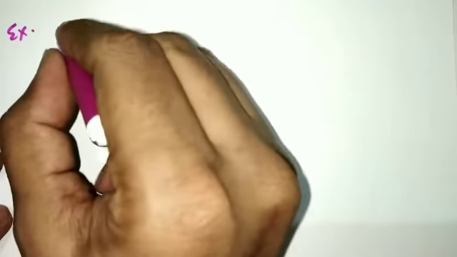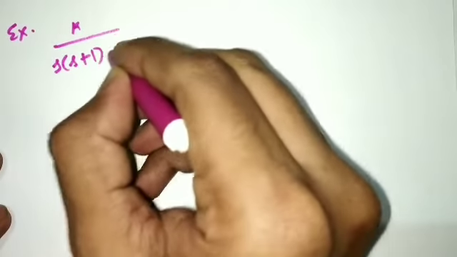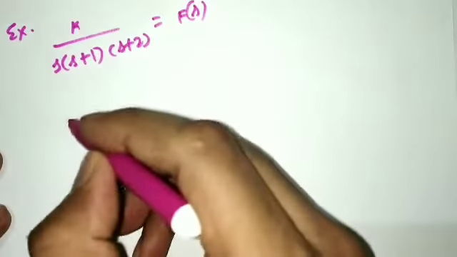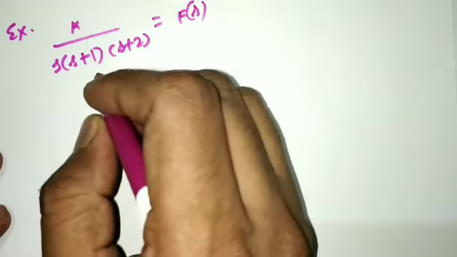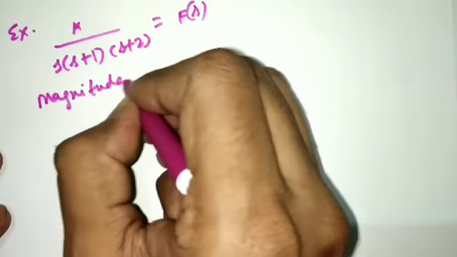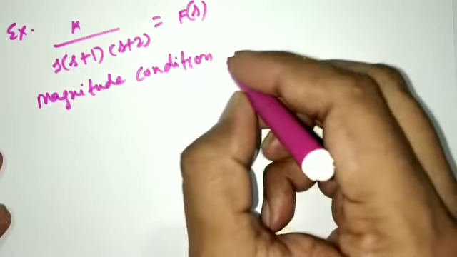So we will check with one example. We take one equation here: k by s into s plus 1 into s plus 2 is equal to f of s. So what is the magnitude condition for this?